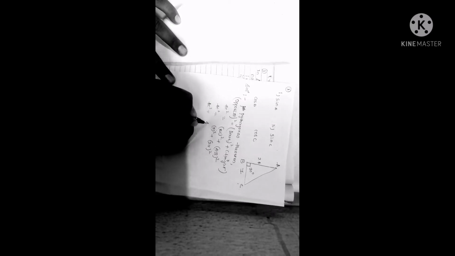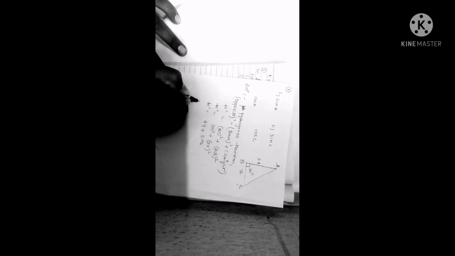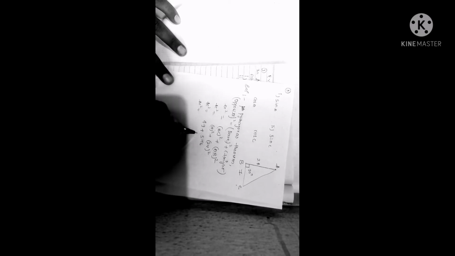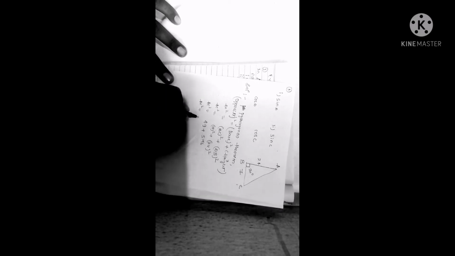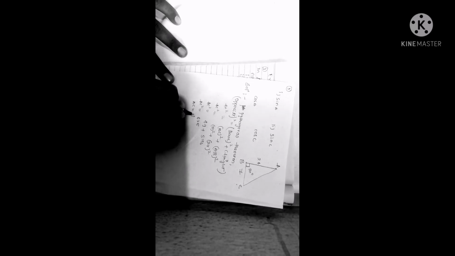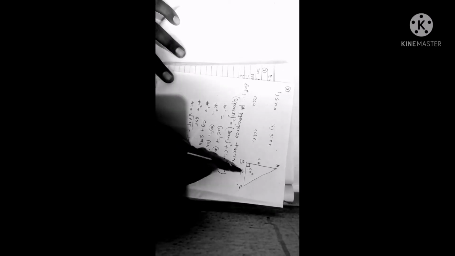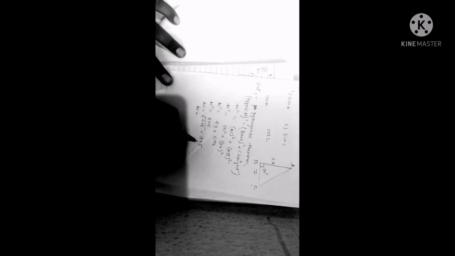What is 7 square? 49. What is 24 square? 576. Add 49 plus 576, you will get 625. AC square equals 625, so AC equals plus or minus 25. But in a triangle, the side AC is always positive, that is 25. We got the AC value, that is 25.